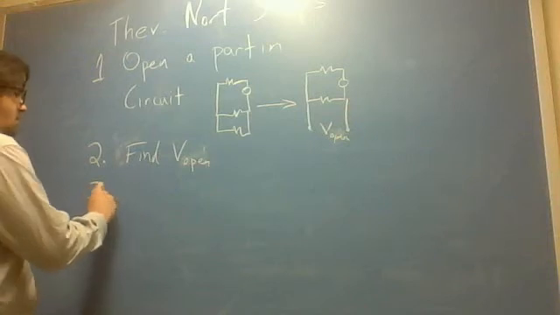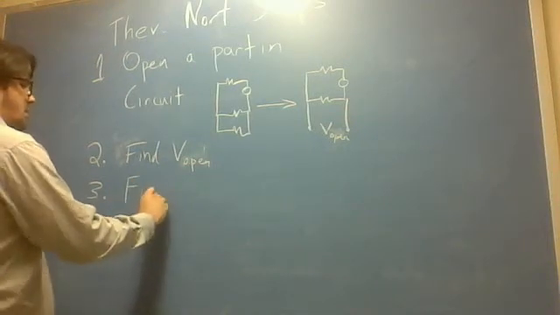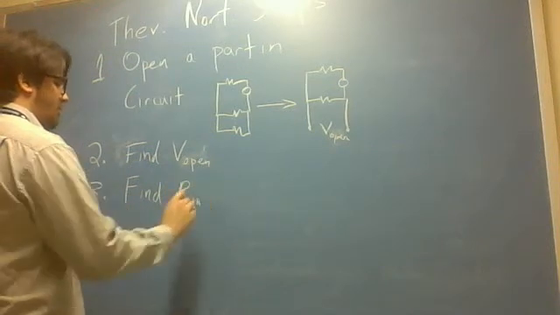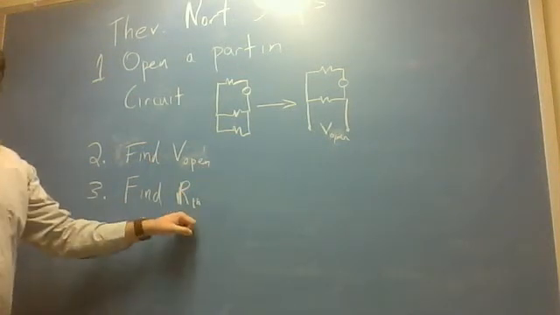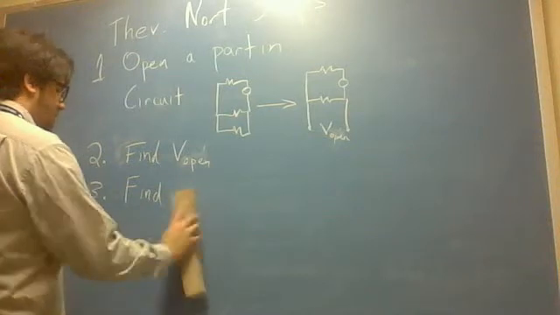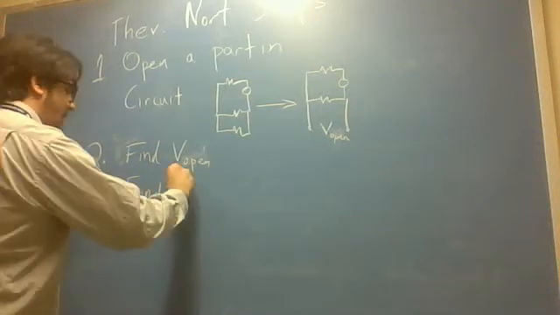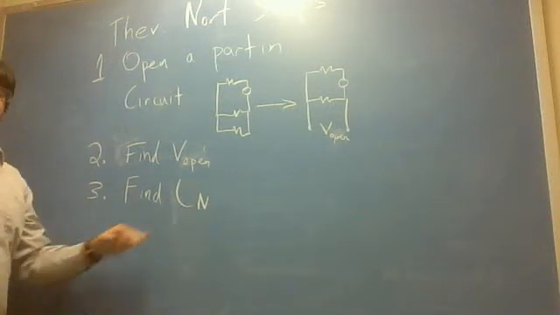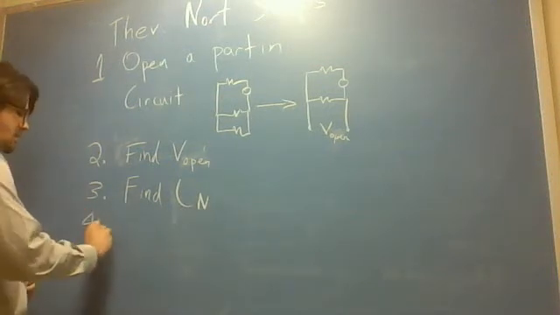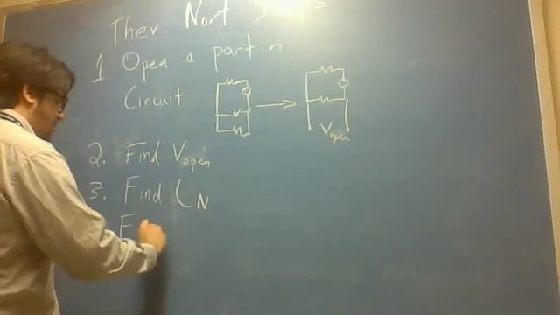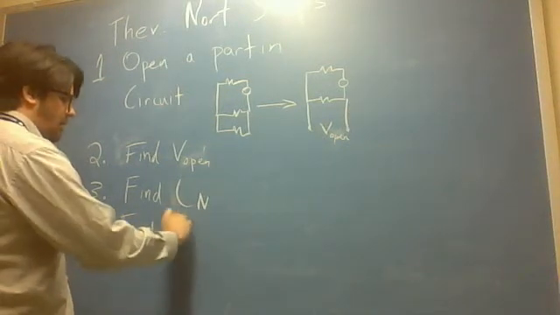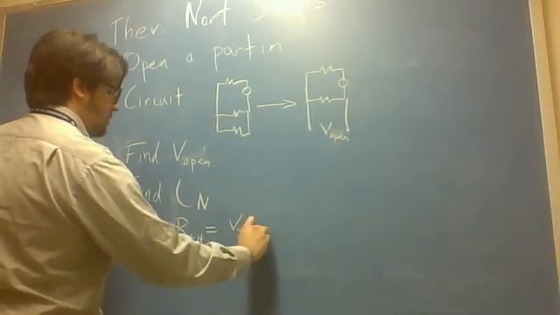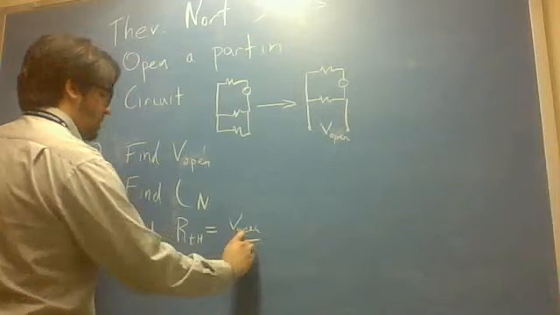Third step is find R. I'm just going to put a capital R, even though everybody says lowercase. R Thevenin. I'm sorry, that doesn't make sense. That's the last step. So I Norton, that's the third step. Fourth step is find RT, where RT is just V open divided by IN.